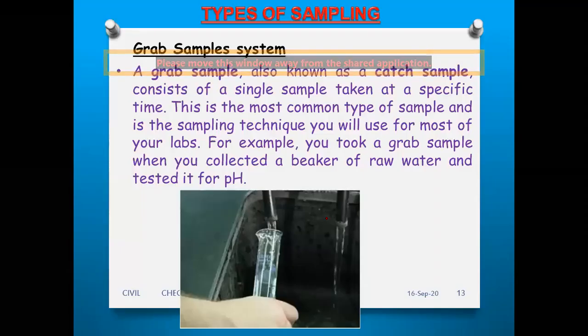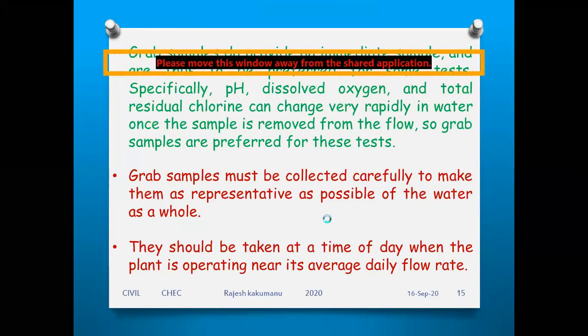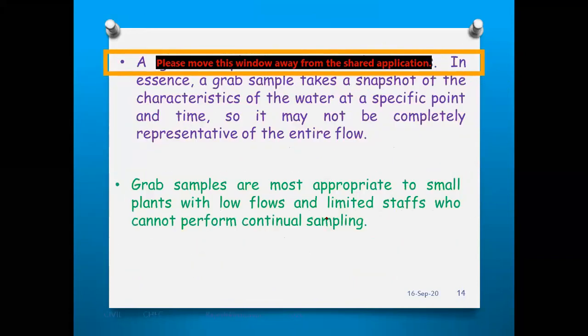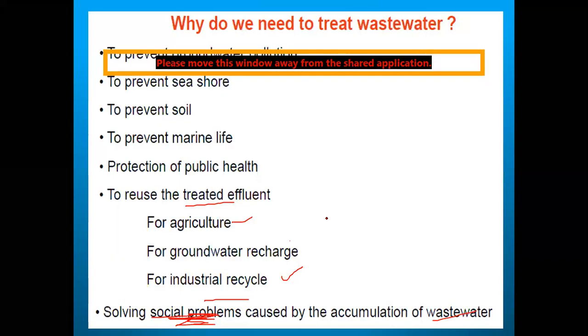Next one is, what are the types of sampling? So the major types of sampling systems, we are having two types of sampling systems. One is the grab sampling method, the other one is the composite sampling system, right? So we will discuss these two now. So what is the meaning of grab sampling system?